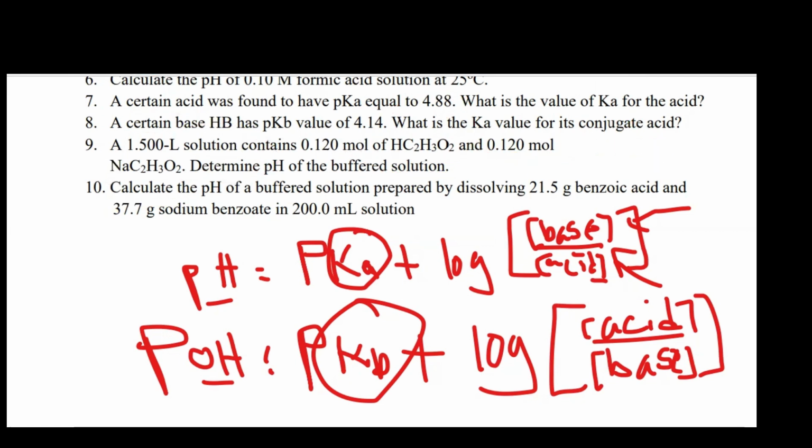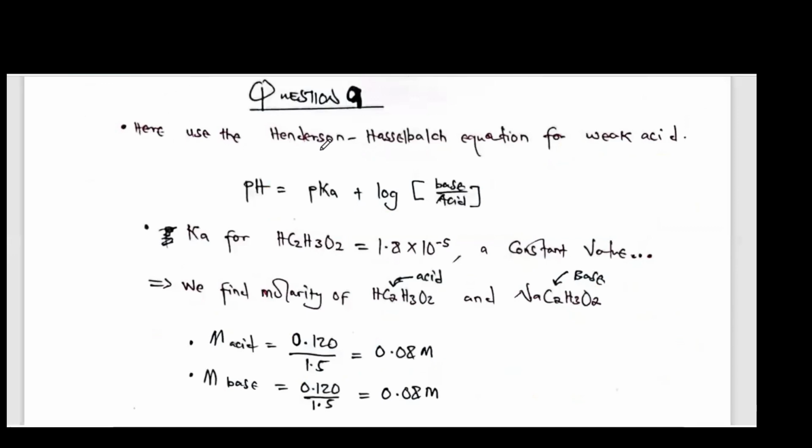Let's go to the solution then. The HH formula in full is known as the Henderson-Hasselbalch equation. In short, you can just say the HH equation, and it's given like that in terms of pH. You have to know the Ka value for this acetic acid, which is just 1.8 times 10 to the power minus 5, a constant value they have written.